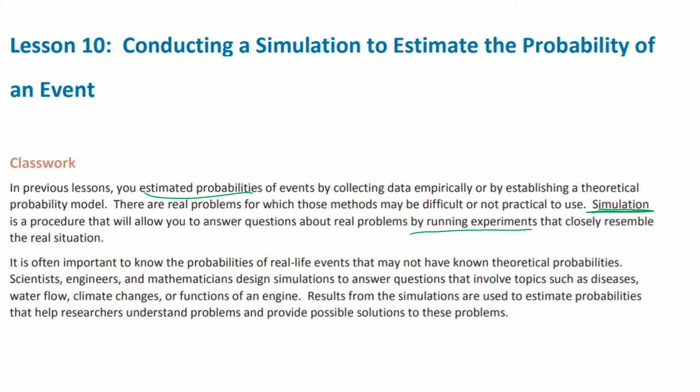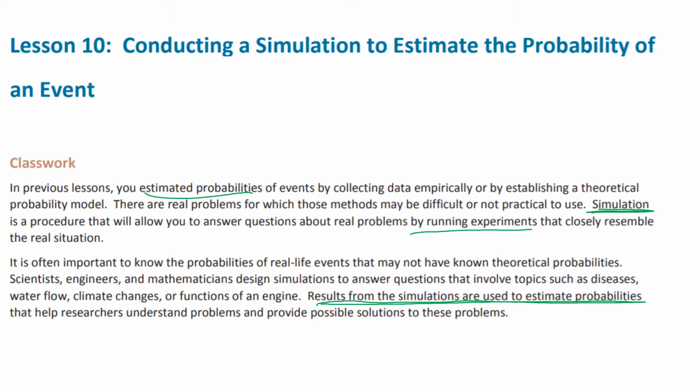It is often important to know the probabilities of real-life events that may not have known theoretical probabilities. Scientists, engineers, and mathematicians design simulations to answer questions that involve topics such as diseases, water flow, climate changes, or functions of an engine. Results from the simulations are used to estimate probabilities. That is important. That helps researchers understand problems and provide possible solutions. So that paragraph is just saying that simulations can be used to estimate probabilities.